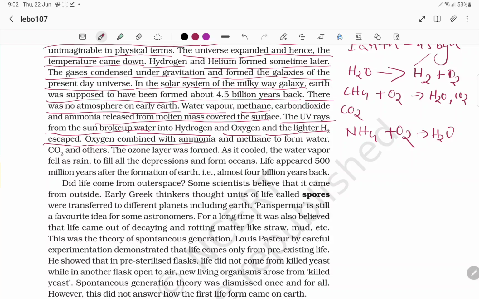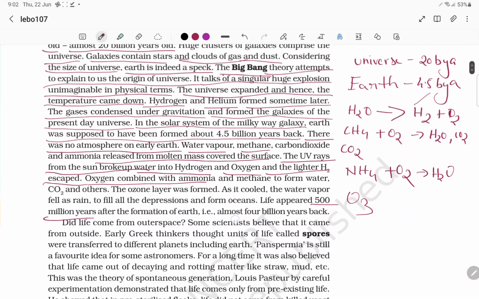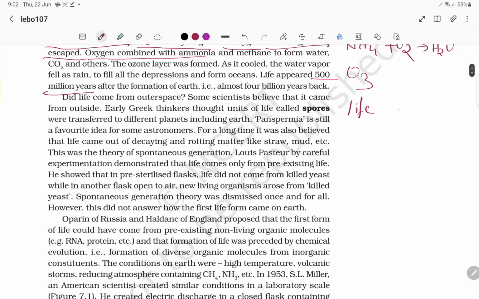Now the ozone layer is formed. The ozone layer, O3, is formed, and as it cooled down, the water vapor fell as rain to all the depressions and formed oceans. So life appeared 500 million years after the formation of Earth.